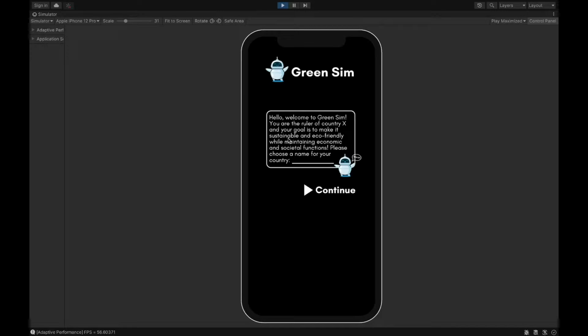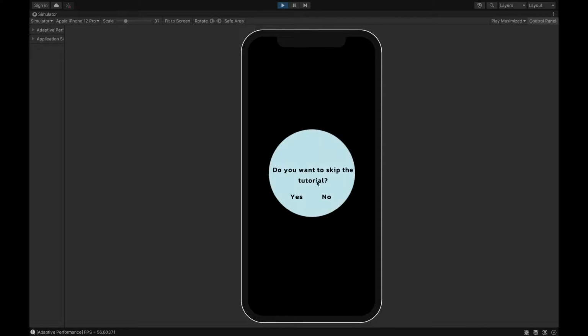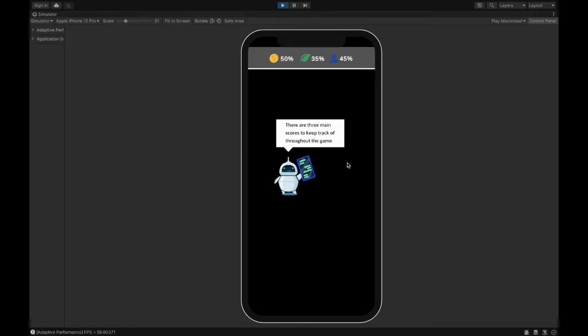So, hello, welcome to GreenSim. You are the ruler of country X, and your goal is to make it sustainable and eco-friendly while maintaining economic and societal functions. Please choose a name for your country. So I can go ahead and name it some sort of fictional country, Narnia. So we continue, and we'll go ahead and not skip the tutorial so we can showcase it.